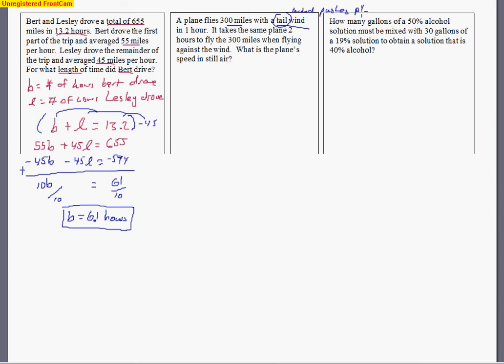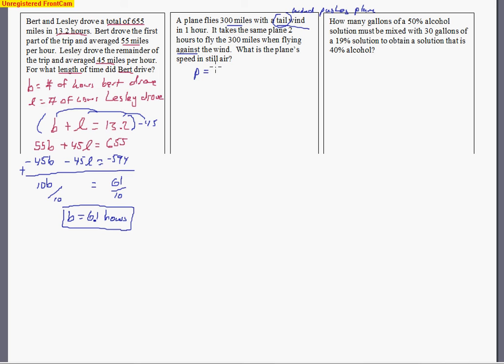So it's going to make it go faster. So that's going in 1 hour, and then it takes the same plane 2 hours to fly 300 miles against the wind. Alright, so same distance, but a little bit longer because the wind is working against us. So let's assign some variables.